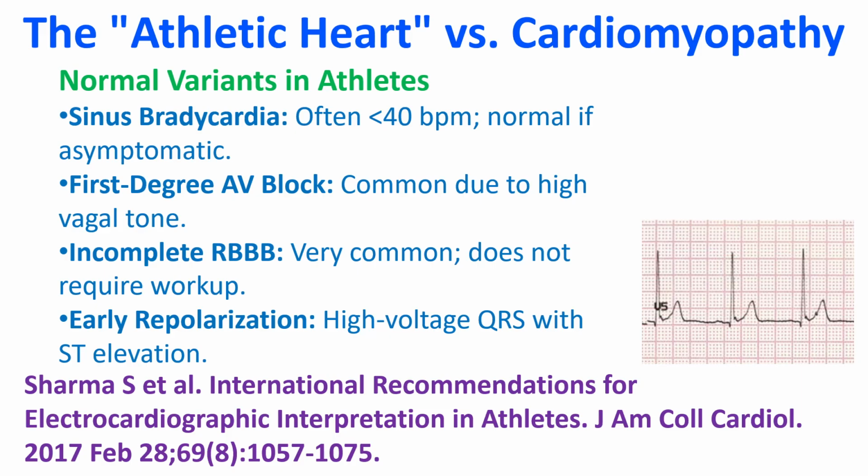The International Criteria 2017 helped distinguish these. There are normal variants in athletes, like sinus bradycardia, often less than 40 beats per minute, normal if asymptomatic, not in a person with syncope. First degree AV block is common in athletes due to high vagal tone. Incomplete right bundle branch block pattern is also common and does not by itself require additional workup. Early repolarization pattern with high voltage QRS and ST elevation can also be seen in athletes.